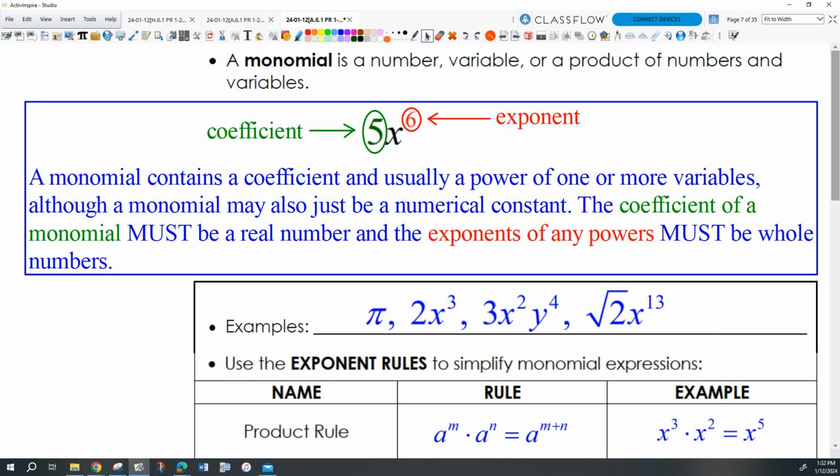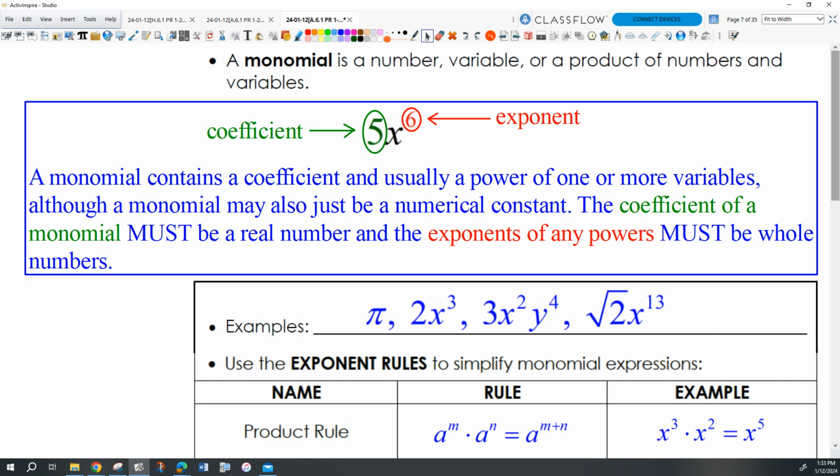So here's an example of a monomial, right? 5x to the 6th. Let's dissect this and see what the rules are for the numbers that show up in a monomial. Well, one number shows up as the coefficient. The coefficient just means a number that's being multiplied by variables, right? You guys have seen that many times. The other number shows up in the exponent. What are the rules for those numbers?